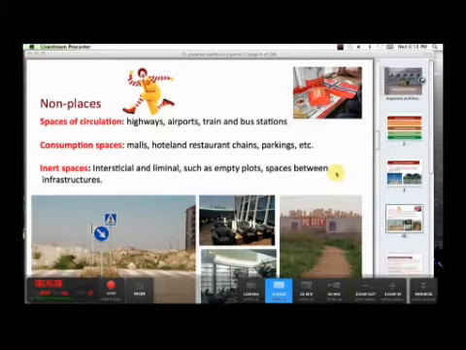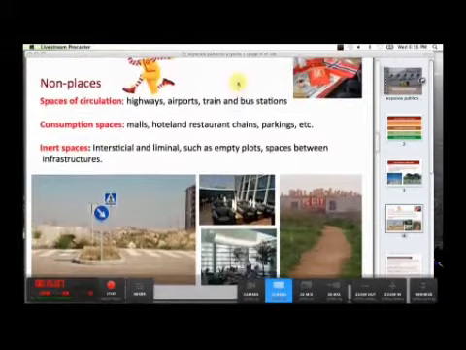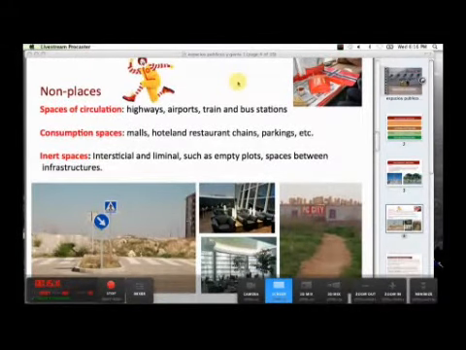Such as empty plot spaces between infrastructures, etc. I think this is a quite interesting conceptualization of these elements of the urban landscape, which not only appear in the urban landscape, but more and more in the rural landscape too. So, as I was saying sometime before in the introduction, rurality is more and more stained by urbanity.